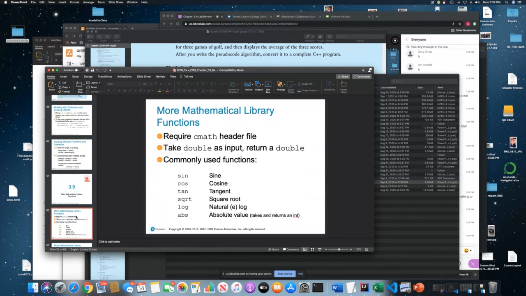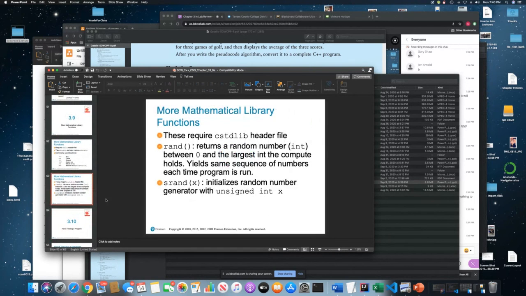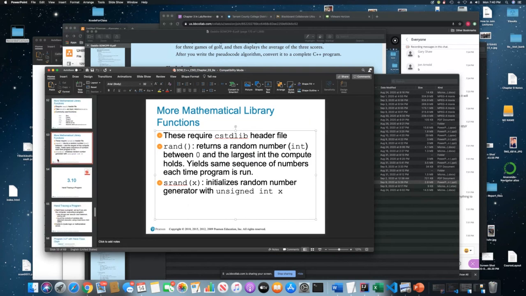Know that there's also cmath out there for other mathematical functions. I'm not going to require you to know what sine, cosine, tangent, square root, log, or absolute value are. Just know that if there's anything that requires upper-level mathematical formulas, there's a cmath out there, along with the random number generator. You use another preprocessor directive, cstdlib, and the next one is just hand tracing a program.